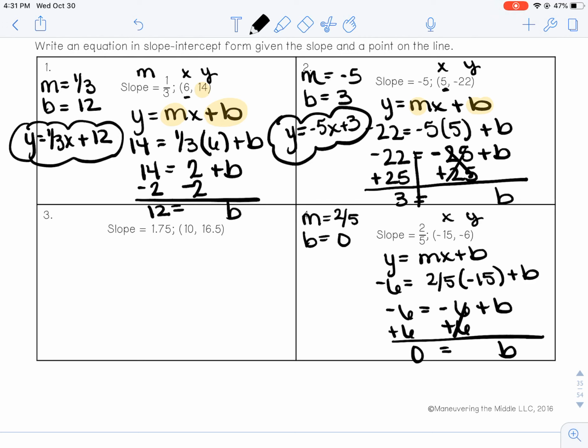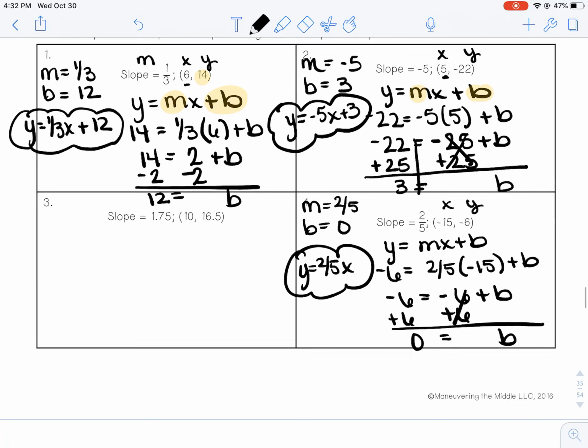All right, so my equation is y equals 2/5 x plus 0. And remember, you don't need the plus 0. You can just have it as y equals 2/5 x. Okay, hopefully you remember that that is a proportional linear equation. All right, so let's go to the part that's a tad bit harder.